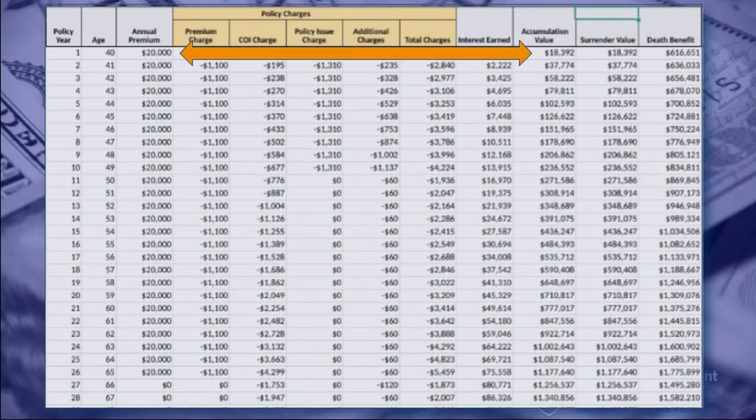So here's another illustration from last week's video that I did on policy costs. But here again, you can see that the cash value to premium ratio, shown by the orange arrow up at the top, is showing that there's about $18,392 of cash value out of a $20,000 premium.